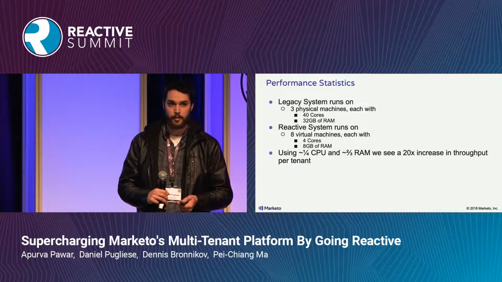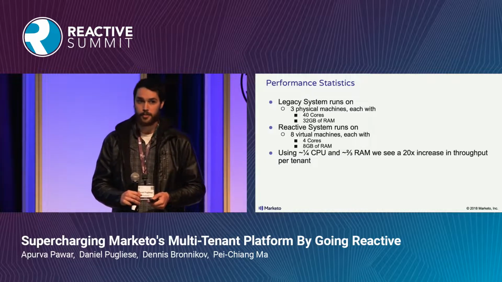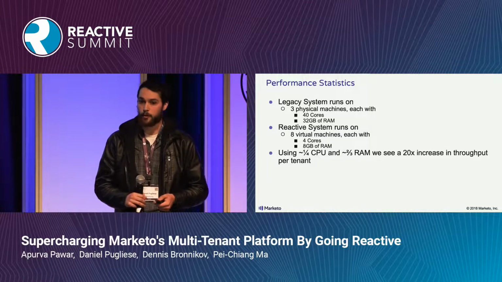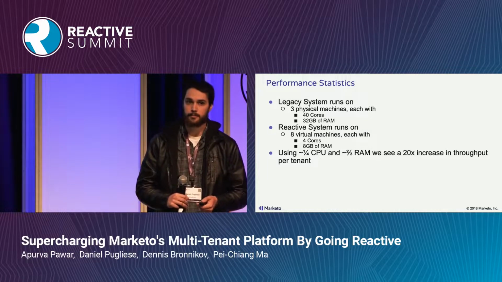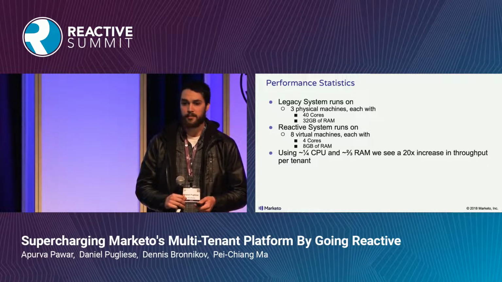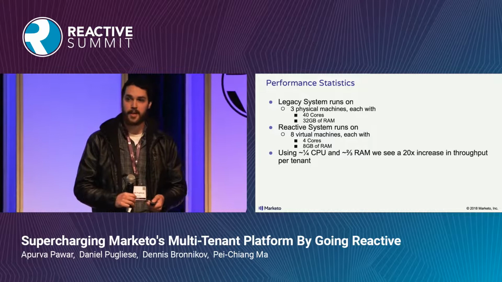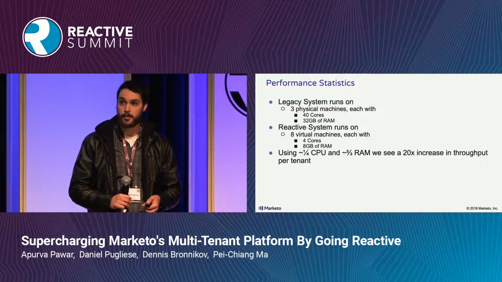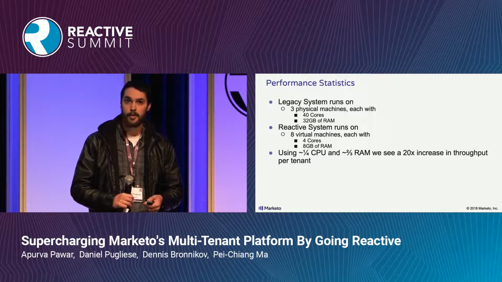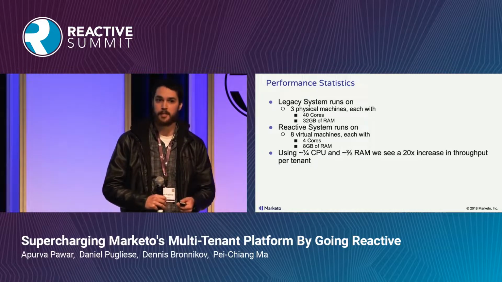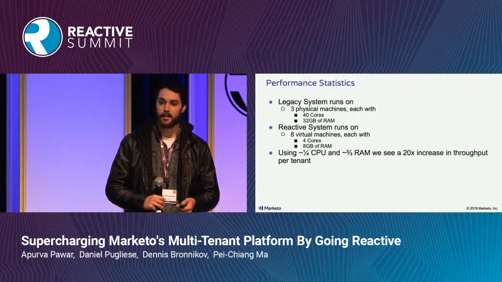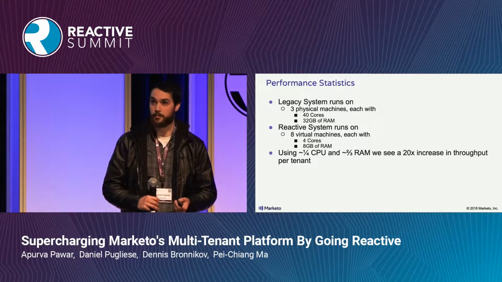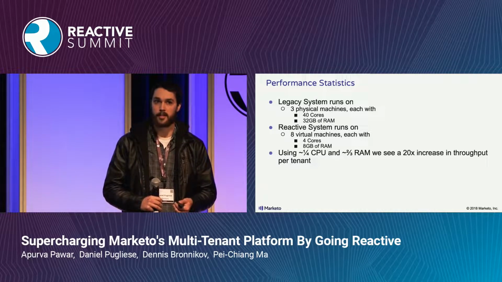Our legacy system for a group of about 200 tenants would run on 3 physical machines, pretty heavy-duty ones, with 40 cores and 32 gigs of RAM. For that same group of 200 tenants, we can now run on 8 virtual machines with only 4 cores and 8 gigs of RAM each. So using about 1/4 of the CPU resources and 2/3 of the memory, we still see a 20 times increase in the maximum throughput each of our tenants can get. Using less, we're able to do way more just by restructuring how we think about our code.